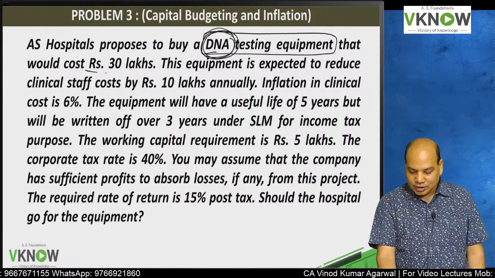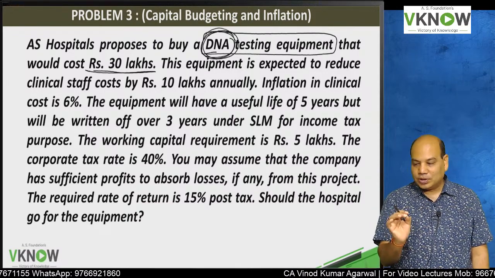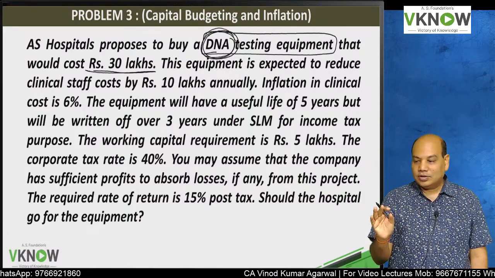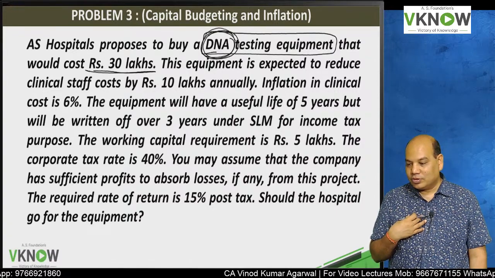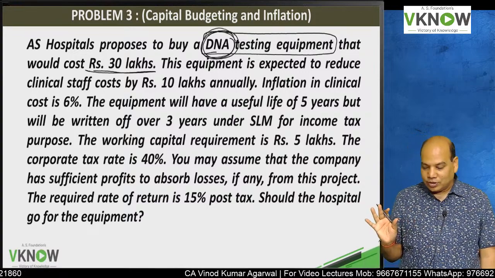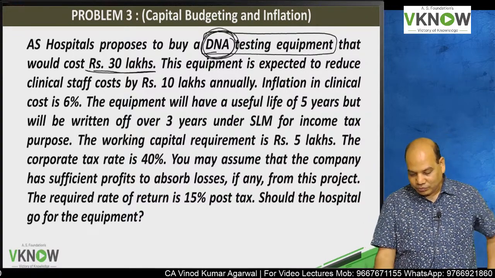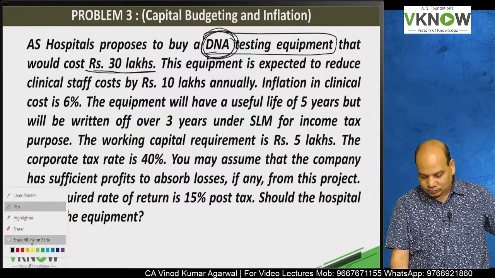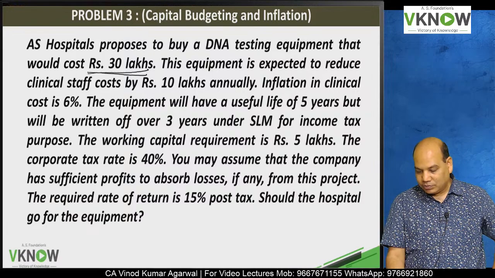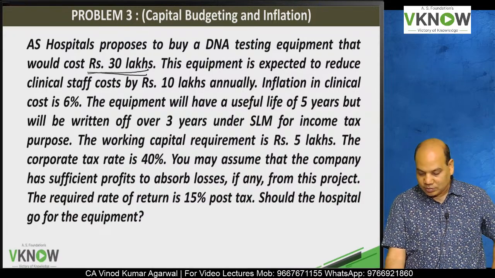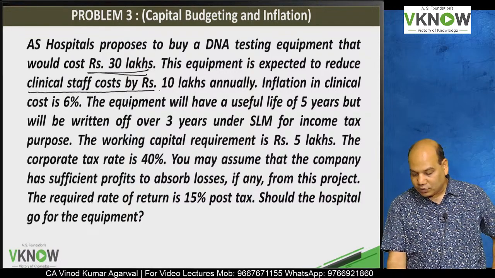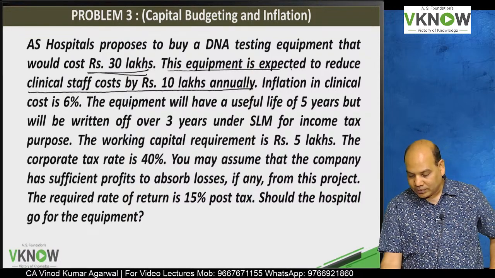We are interested in this number, 30 lakh. The equipment will cost 30 lakh. What that equipment does is none of the business of a CA. We have to give the proposal and check if it is right or not. DNA testing equipment is very useful for the needs of the government, hospitals, human beings. The equipment is expected to reduce clinical staff cost by rupees 10 lakh annually.